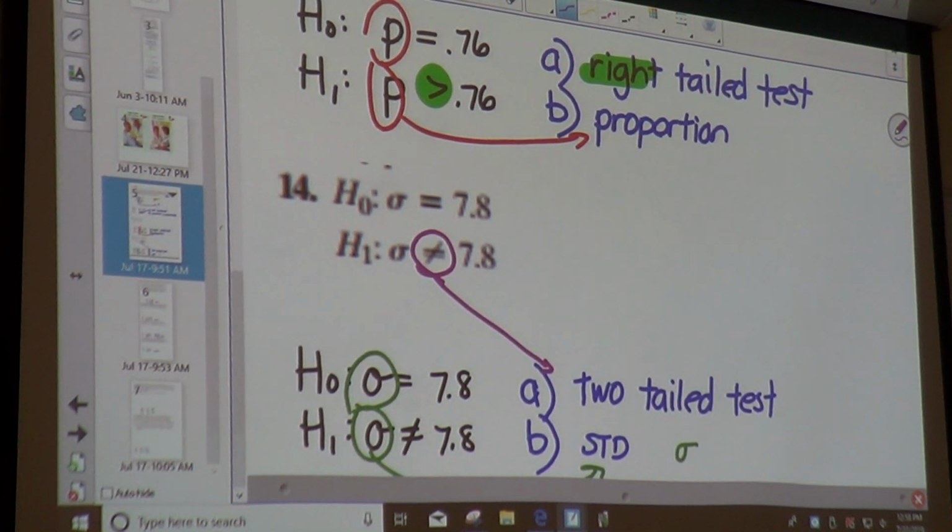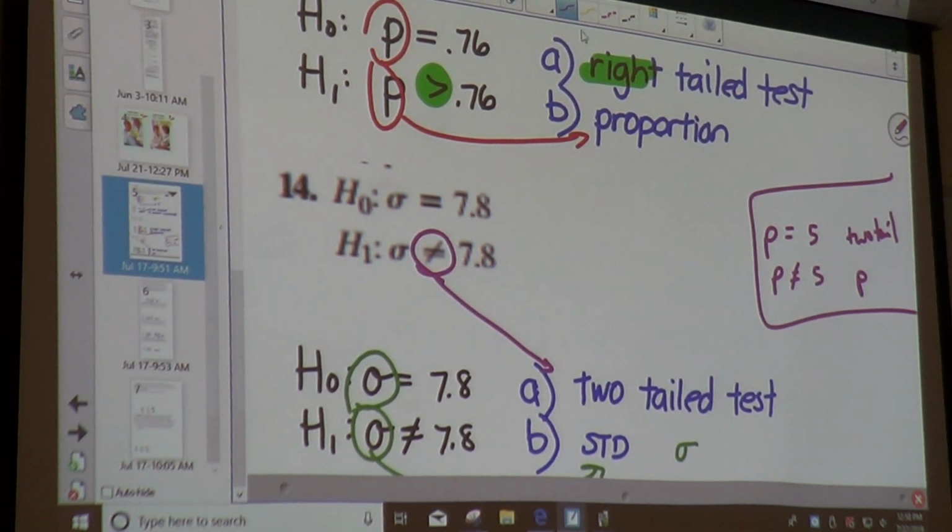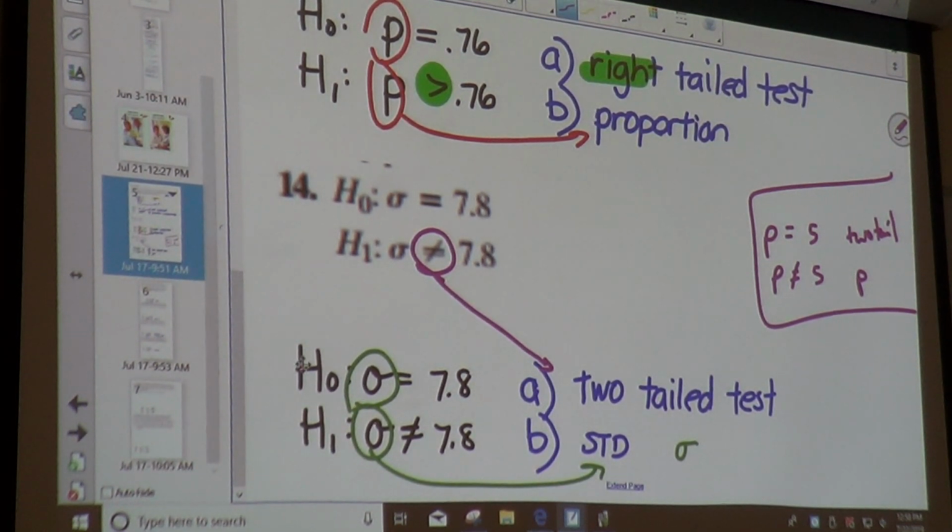So when it's not equal, the standard deviation. Not necessarily. It could have been P equals 5 and P is not equal to 5. Then that would be a two-tail and you were testing P. So whatever's in front is what you're testing. The not equal to just tells me it's a two-tail. Does that make sense? So the thing that's being tested is whatever's in the equation. Correct.